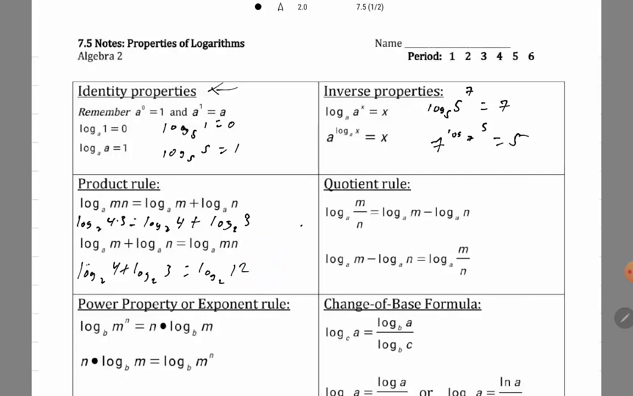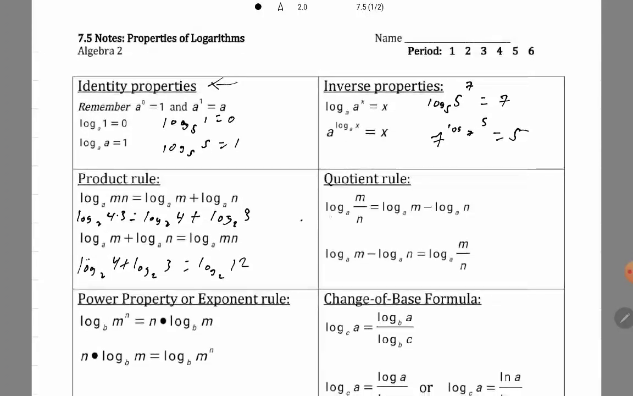Okay, quotient rule. If we have a number divided by a number, we can split it up into two logs that are being subtracted from one another. So if we have log base 3 of 7 over 5, that would be equal to log base 3 of 7 minus log base 3 of 5.